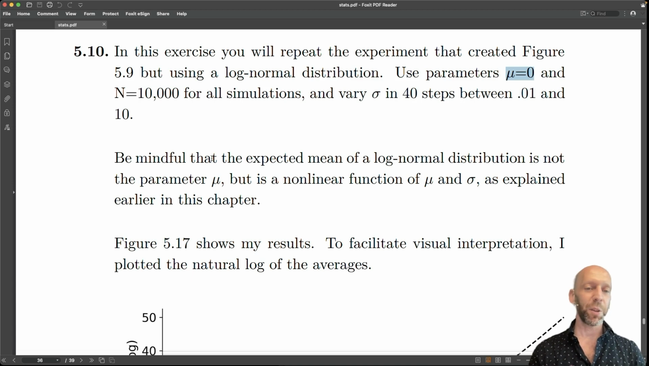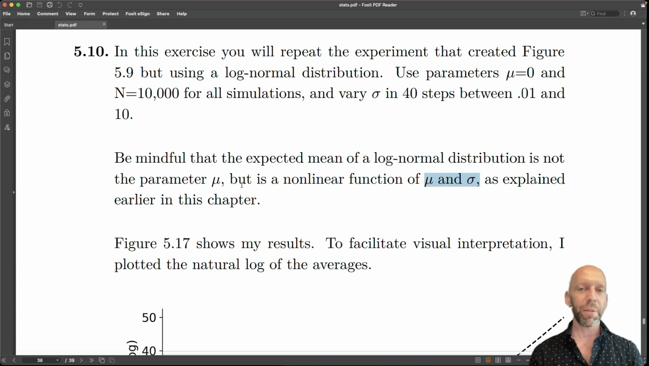Okay, and here I say you just have to be aware that the expected mean of a log normal distribution is not this value of mu, but instead it's a nonlinear function of mu and sigma. I explained that earlier in the chapter, and also there was an exercise entirely dedicated to this concept.